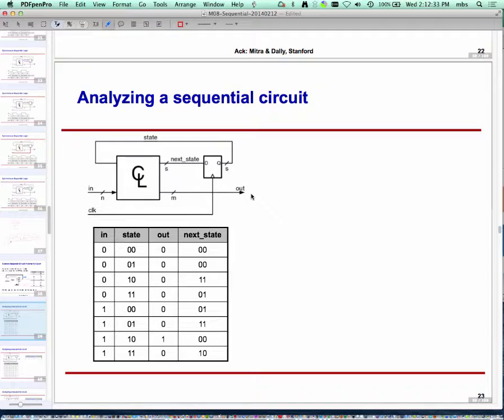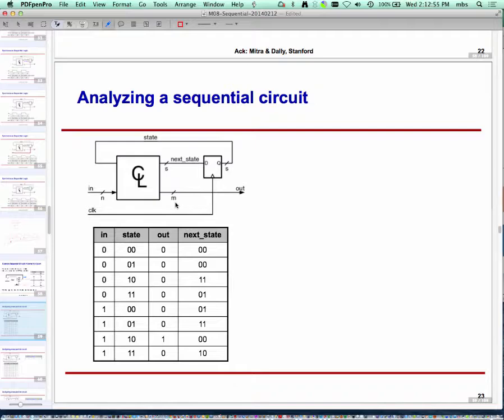But generally it would look something like this. And then by looking at this, looking at the combinational logic, you can then write down what the system does in terms of what is this kind of a state table. So this is the counterpart of truth table in case of combinational logic.